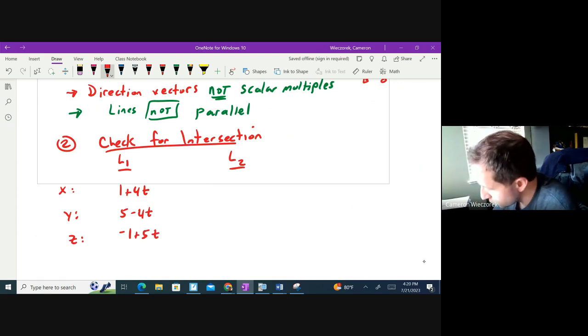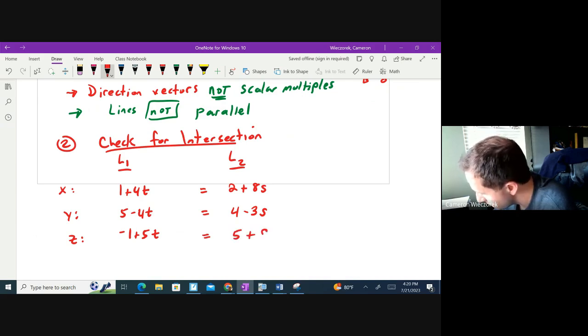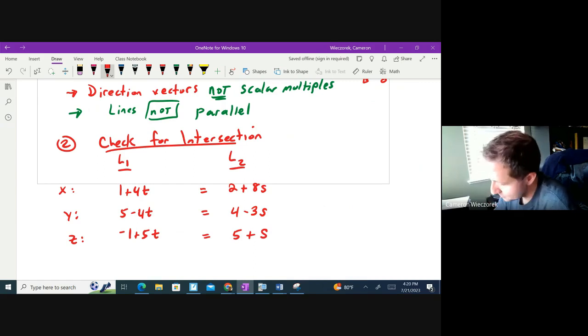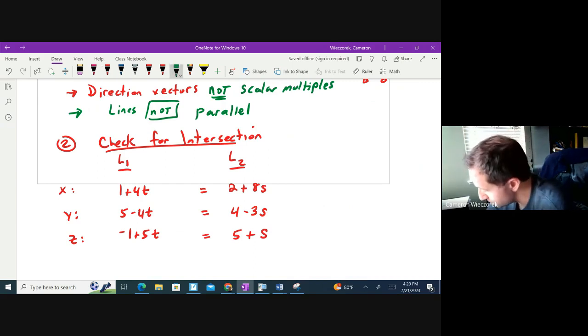We want our x coordinates to be equal. So we want x to equal 1 plus 4t to equal 2 plus 8s. We want the y coordinates to match, 5 minus 4t to equal 4 minus 3s. And we want -1 plus 5t to equal 5 plus s. Okay. How you solve this, I would just do some substitution. Is probably the easiest way.